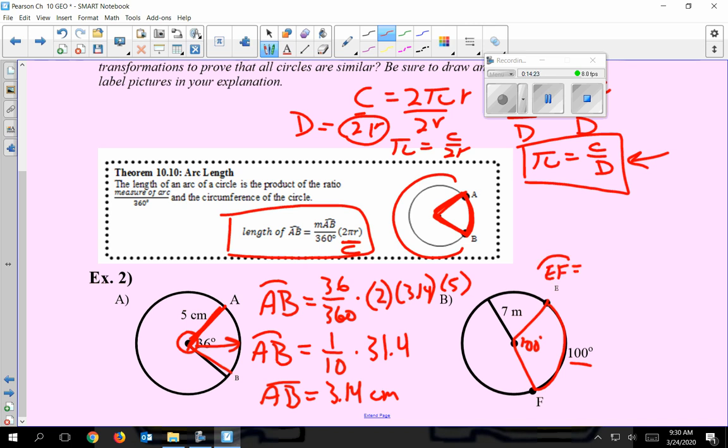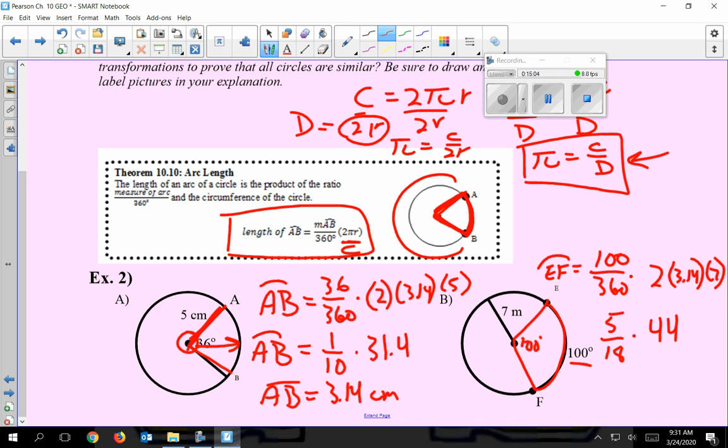It equals the measure of the arc over 360 times 2 times 3.14, and the radius is 7. Okay. So I went and reduced 100 over 360 down to 5 over 18. When I multiplied all this out, it came out to like 43.96, and I rounded it to 44. Hope that's okay with you guys.